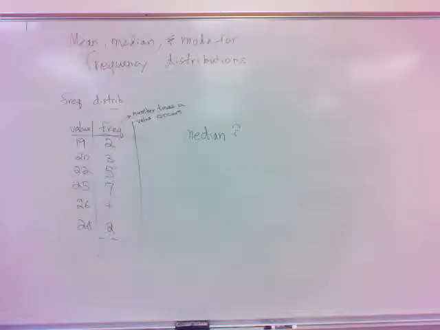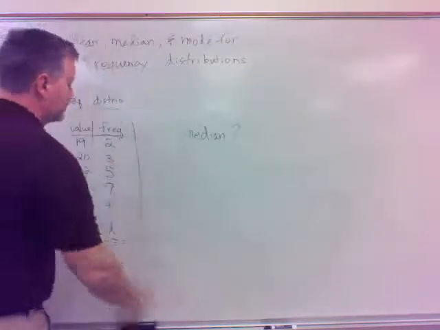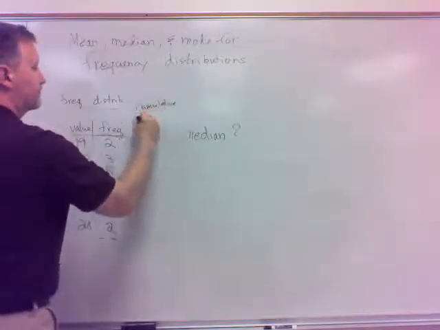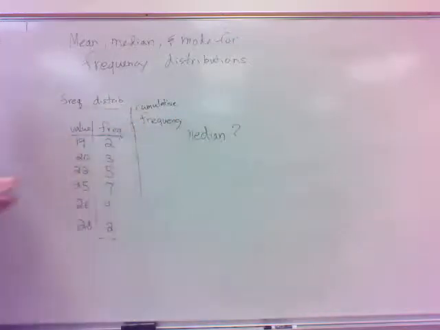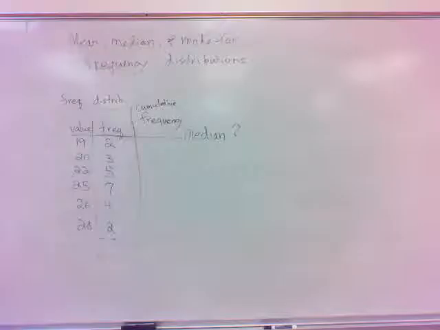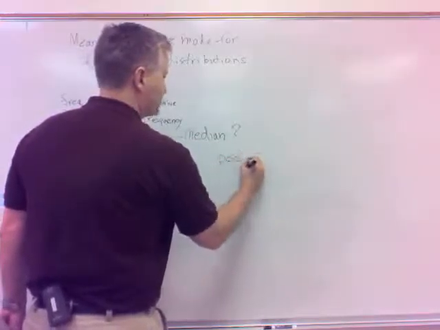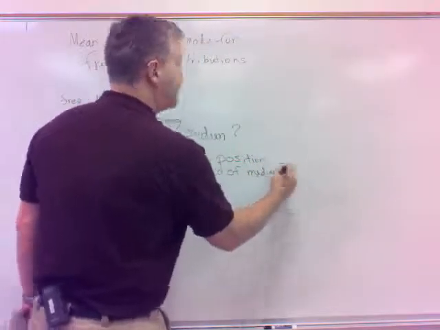But let's do a third column over here. And the third column is going to be what's called the cumulative frequency column. Cumulative frequency. We are going to do the position formula. Yeah, we do need the position of the median first. We can do that first. That'll tell me where it is.